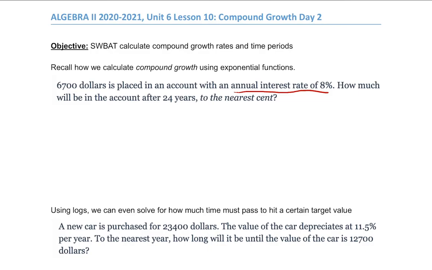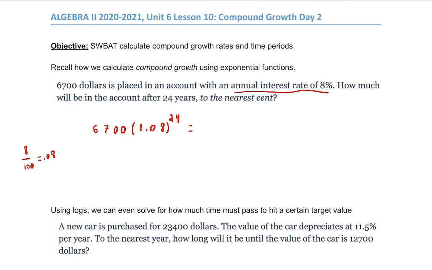So this would be a fairly straightforward one where we would take our initial amount, $6,700, and multiply by 1 plus the growth rate as a decimal. And since the value is going up, we do 1 plus, so we do 1.08, all to the number of years. And that's a fairly straightforward one.